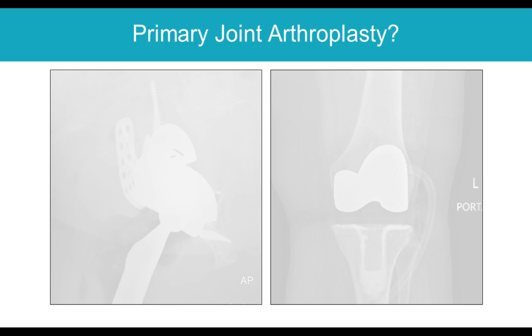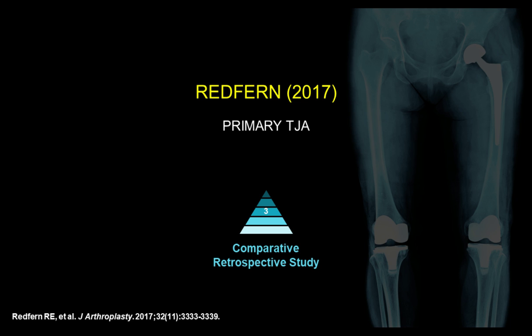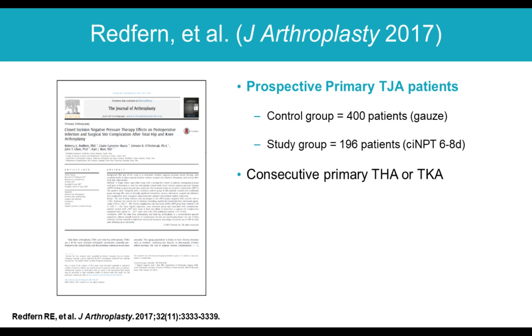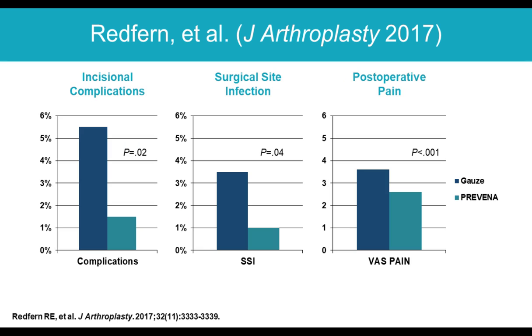And I think we still have some work to do to best understand when we should use these, but there's clearly a role. In 2017, a group from Toledo, Ohio, published their experience using closed incision negative pressure therapy in a prospective group of patients. This is a prospective study of 600 patients undergoing primary elective hip or knee replacement. This was a consecutive cohort. Nobody was excluded. 400 were treated with gauze. 200 were treated with a Prevena negative pressure dressing.